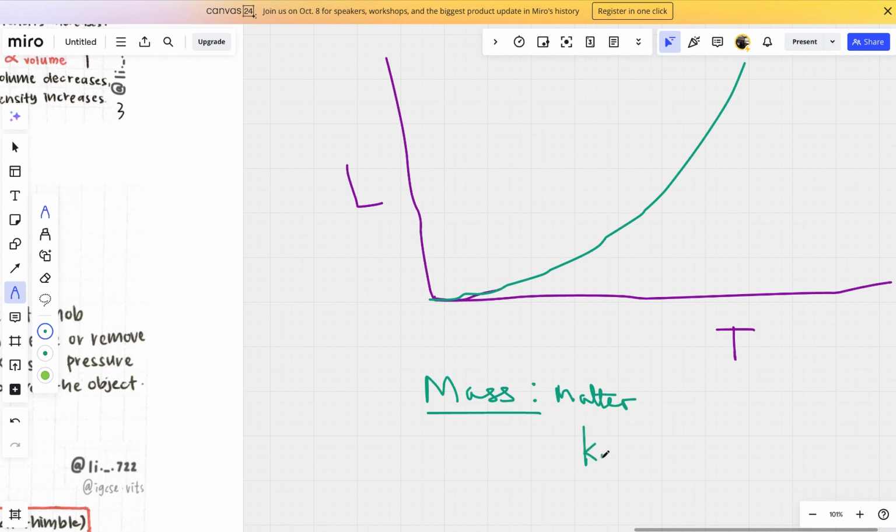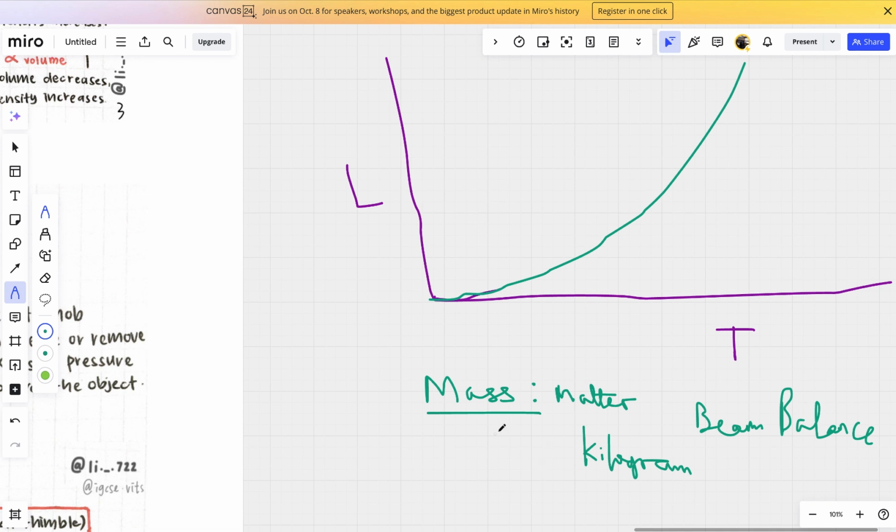The instrument we use is a scale or beam balance. We use a beam balance to measure mass. That's the instrument we use for measuring mass. Mass is a scalar quantity. It's not a vector quantity, meaning it only has magnitude, and does not have a direction.